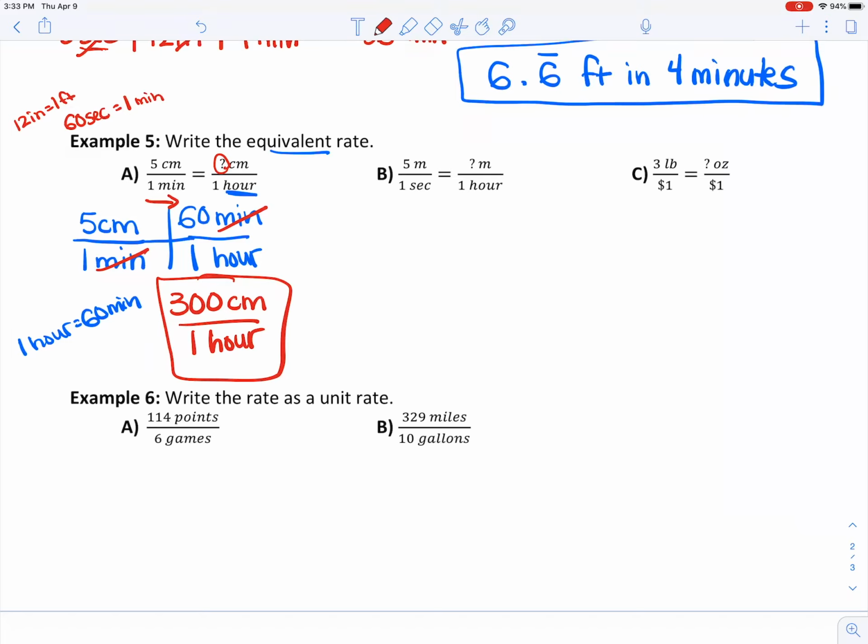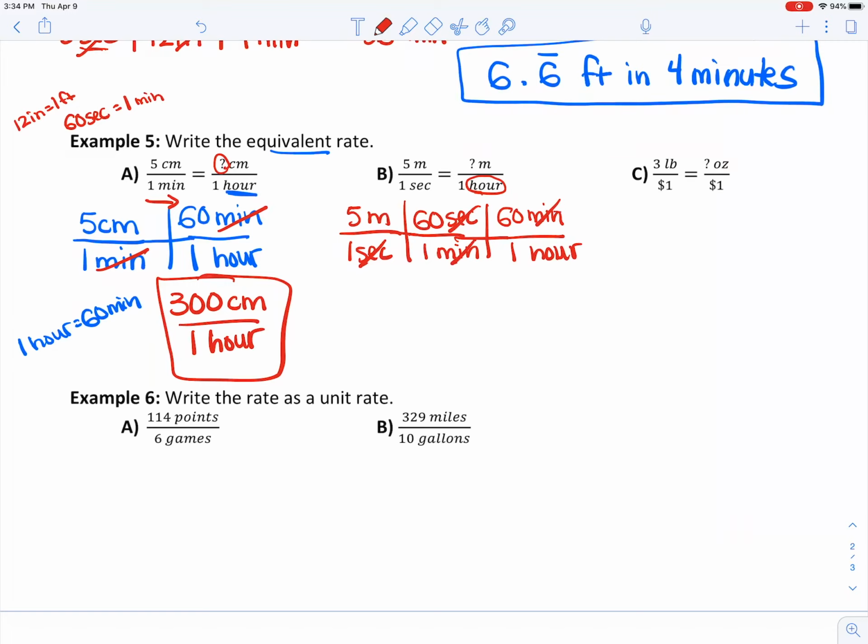Okay, the next one, very similar. I'm going to start with my original problem, 5 meters in 1 second. Now I want it to be hours on the bottom. So I know that there are 60 seconds in 1 minute. All right, then the seconds can cancel. But I still don't have my hours yet on the bottom. So I know that there are 60 minutes in 1 hour.